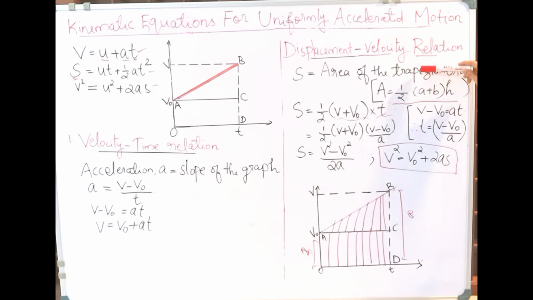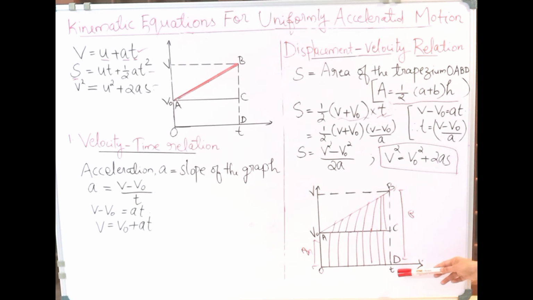Now this time I will explain it once more. That is, here we are finding the displacement velocity relation, right? So how can we find the displacement from a velocity time graph? That is the area under the graph. So this is a trapezium, so we can find the area of the trapezium. That is, A will be equal to half into (A plus B) into H. Here A we are taking as BD. This side we are taking as A and this side as B. And this portion, that is OD, is H.